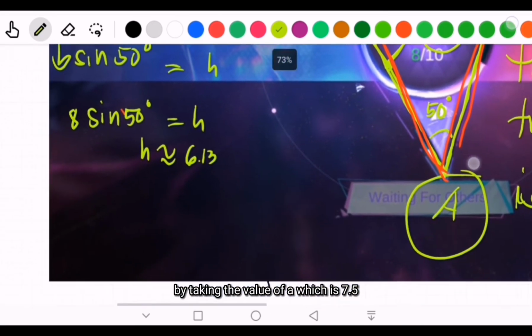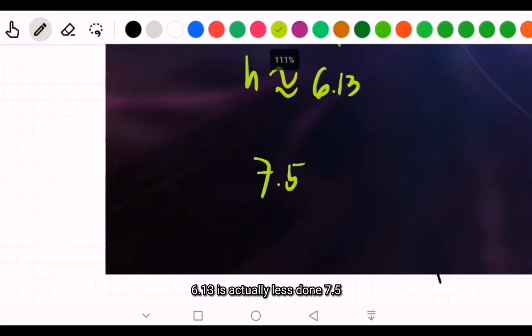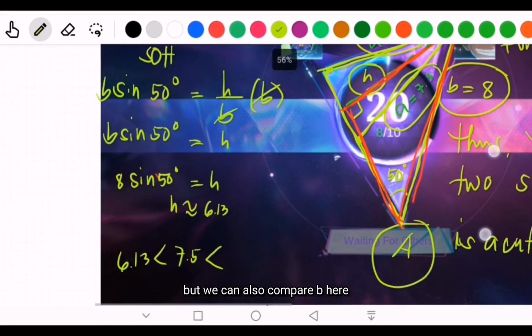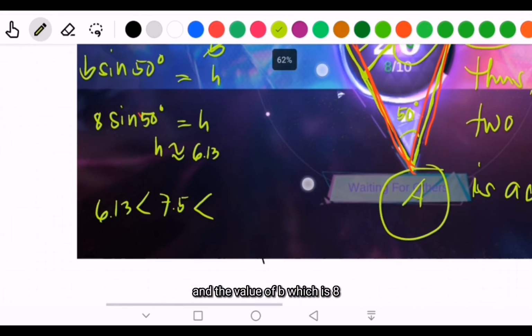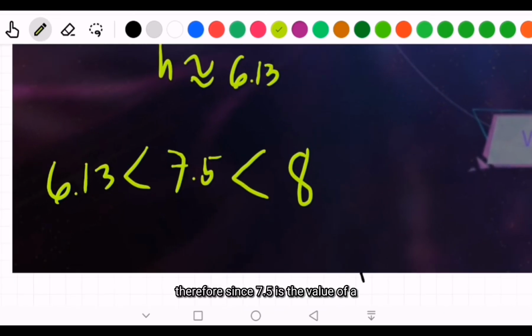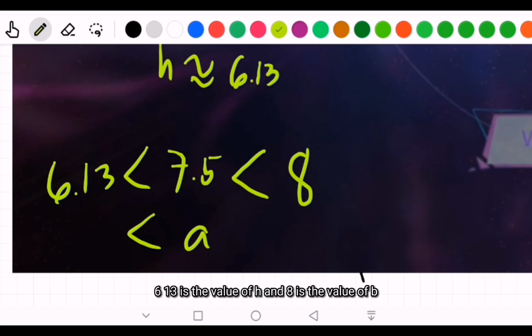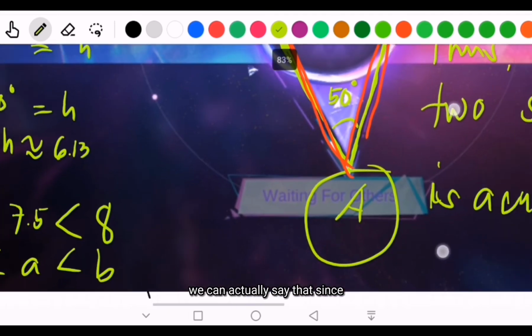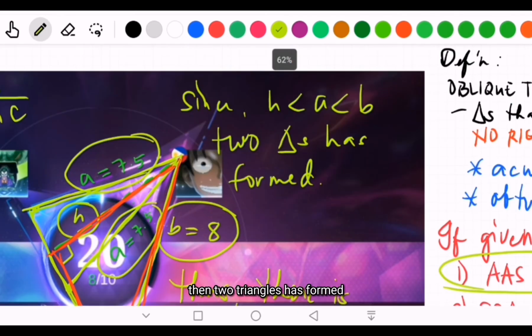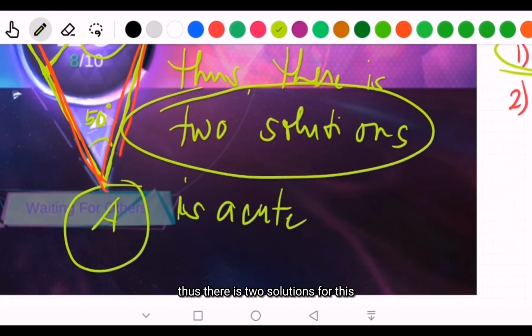By taking the value of a, which is 7.5, 6.13 is less than 7.5, but we can also compare it to the value of b, which is 8. So 7.5 is less than 8. Therefore, since 7.5 is the value of a, 6.13 is the value of h, and 8 is the value of b, we can say that since a is greater than h but less than b, two triangles have formed. Thus, there are two solutions for this.